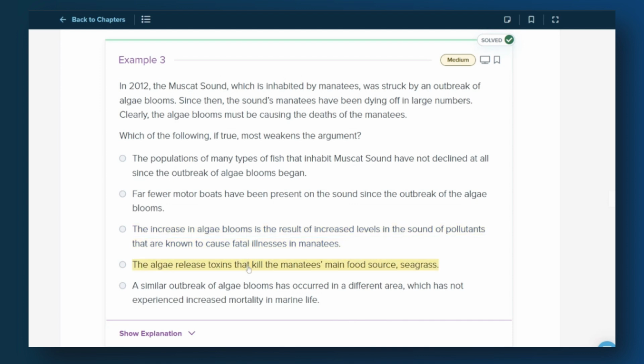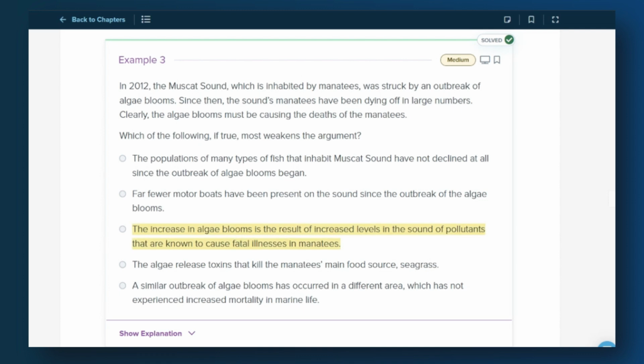D. The algae release toxins that kill manatees' main food source, seagrass. This choice supports the argument, which is not what we're trying to do. E. A similar outbreak of algae blooms has occurred in a different area, which has not experienced increased mortality in marine life. This is another comparison, and it's also a stretch, so it's not our choice. The best answer is going to be C.